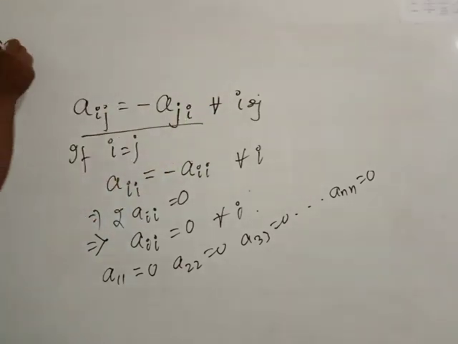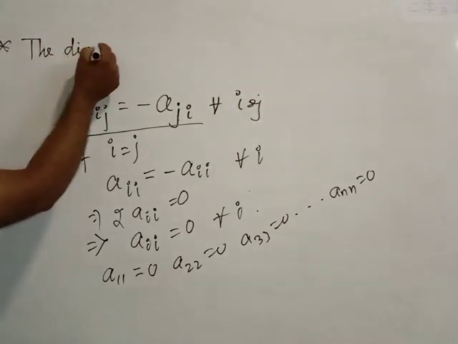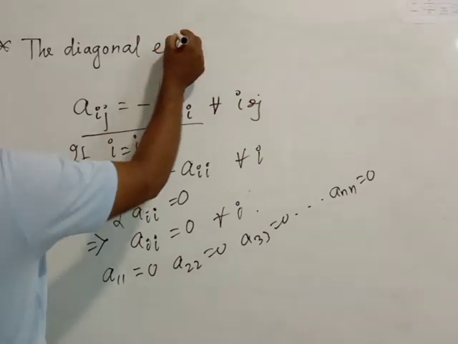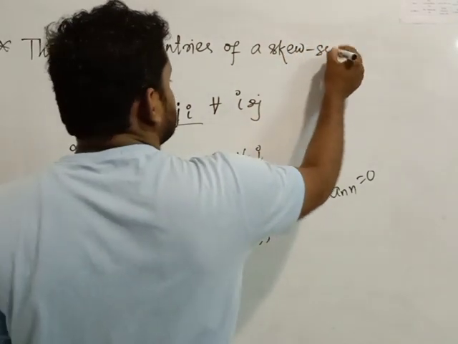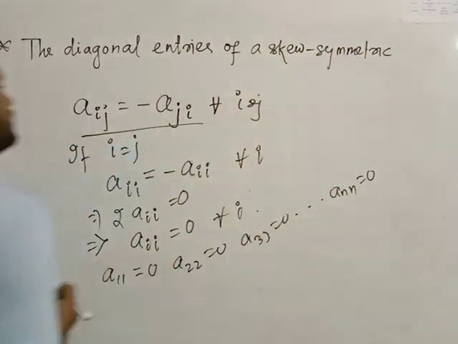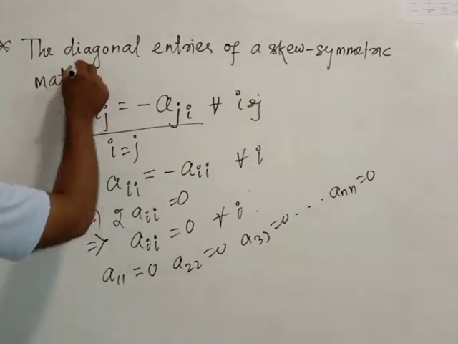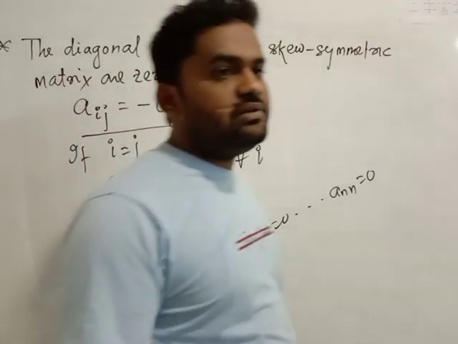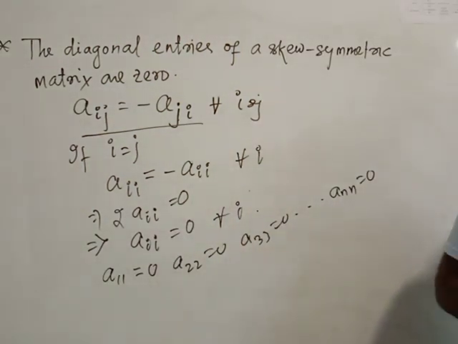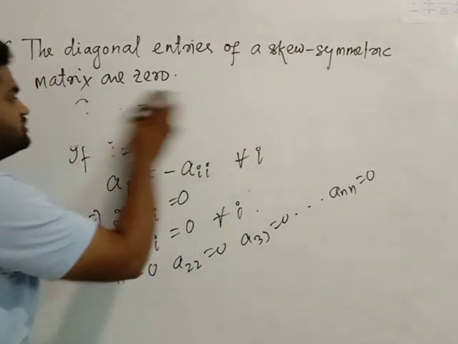So the next important point: the diagonal entries or elements of a skew symmetric matrix are 0. A11, A22, A33, Ann are the diagonal elements, and in a skew symmetric matrix all of them are 0. Moreover, this is an important point: the diagonal entries of a skew symmetric matrix are 0. Okay.